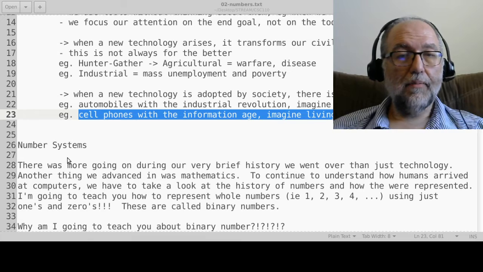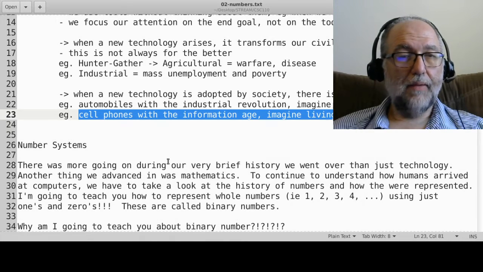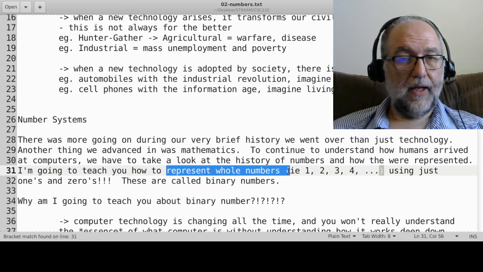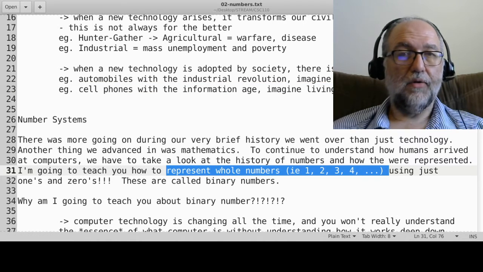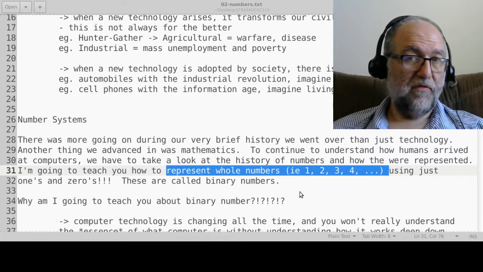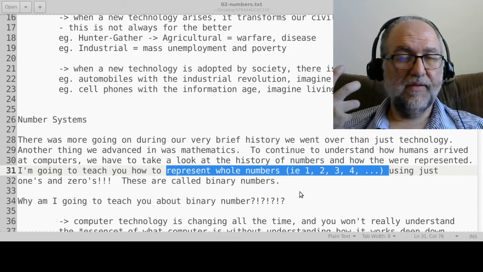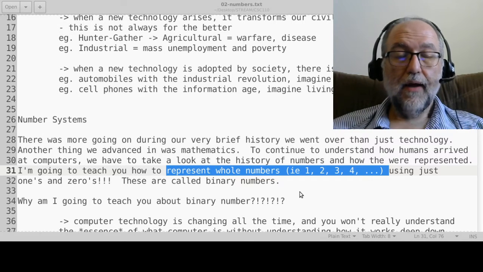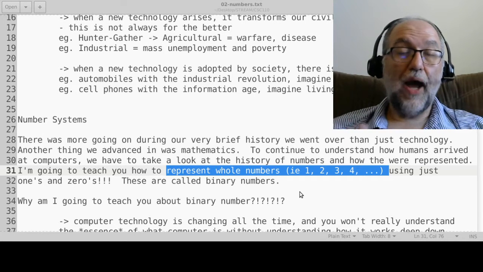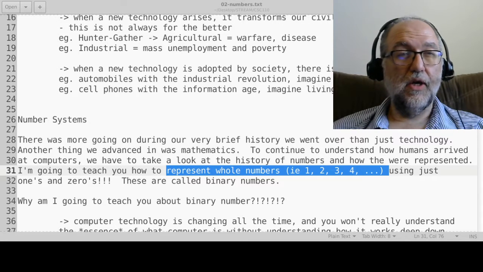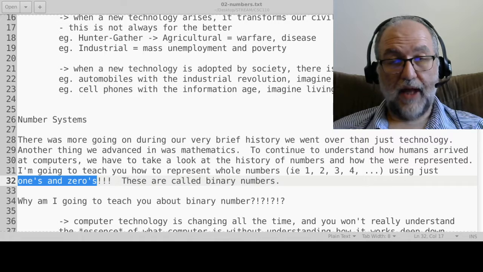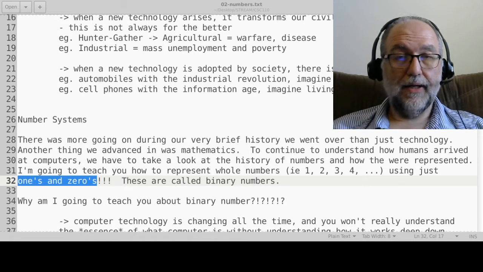Okay, and so let me start off by saying, what do I mean by representing numbers? I mean representing, like counting. Basically, I mean counting. So here I say representing whole numbers like 1, 2, 3, 4, 5. There are different ways of doing it, different ways of thinking about it in your head, and different ways of writing it. And that's what we're going to study. And I'm actually going to show you how to represent numbers using ones and zeros, and this is known as binary. So that's where we're going to get to by the end of this lecture.